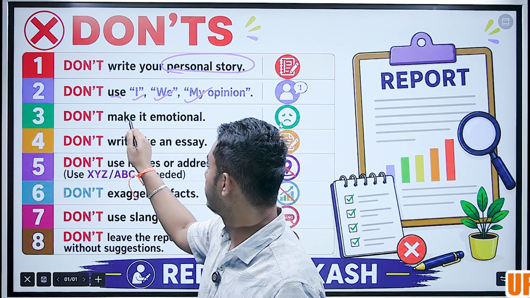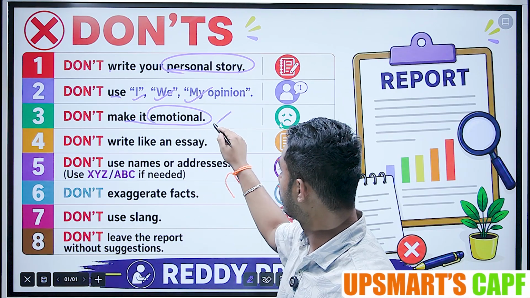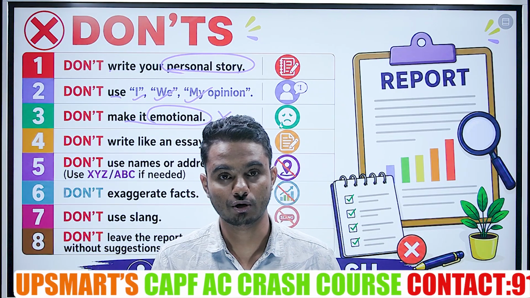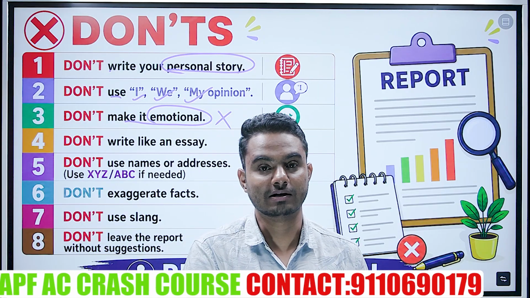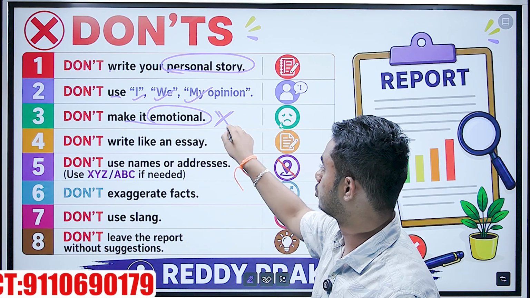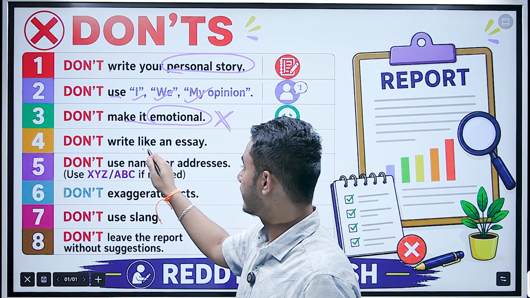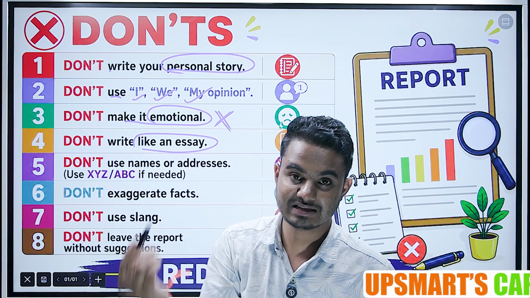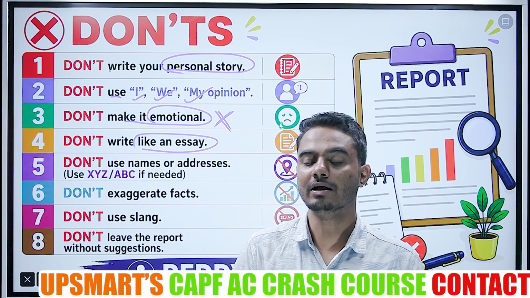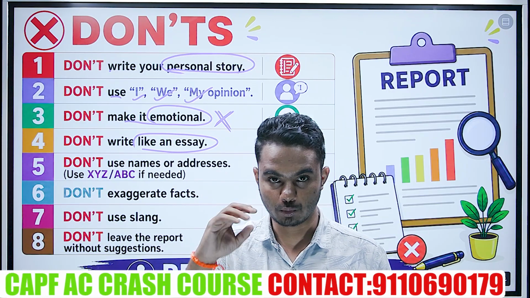Next, don't make it emotional. This is purely factual. You're not taking a stand. Don't keep it emotional. You're presenting the facts, like the government taking a stand. Don't write it like an essay. Big paragraphs are not expected here. Small paragraphs of 3 to 4 lines each are more than enough.